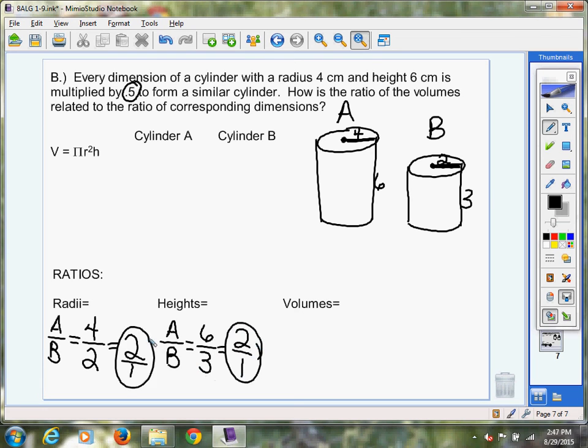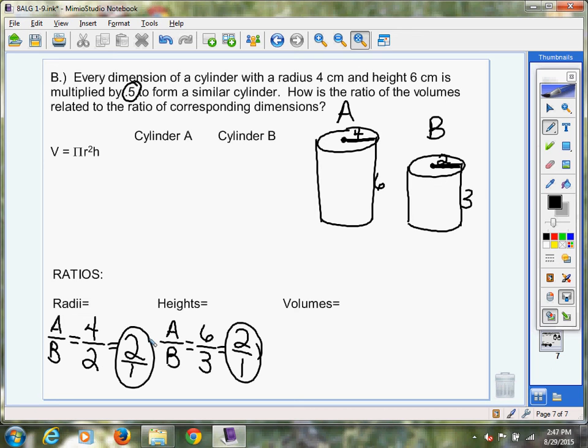See there? They're identical. If you thought, oh, I think they're going to be the same, like in the other example, the side ratios versus the perimeter were the same, you are absolutely correct. Good job. Okay? So now we want to look at how the ratio of the volumes is related to the ratio of the corresponding dimensions. The dimensions are 2 over 1.